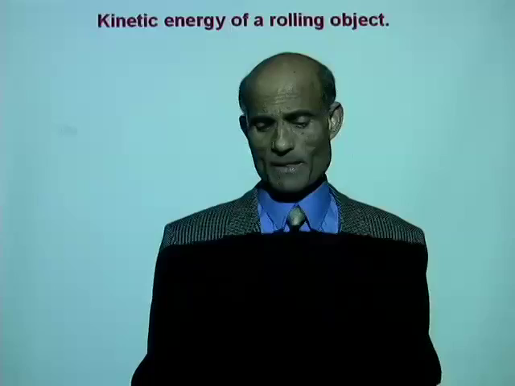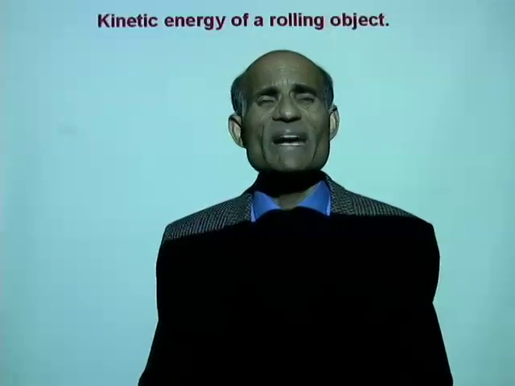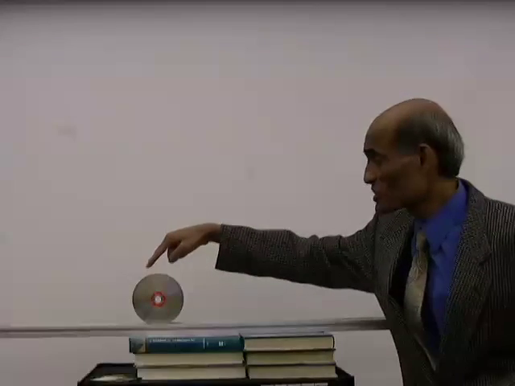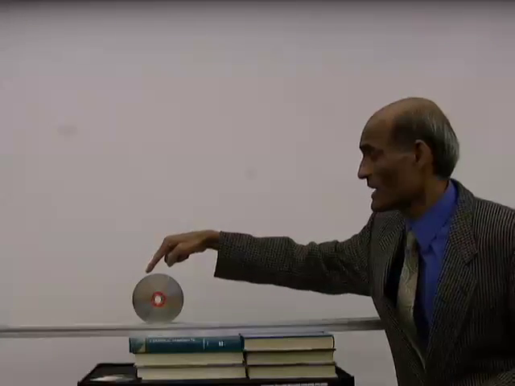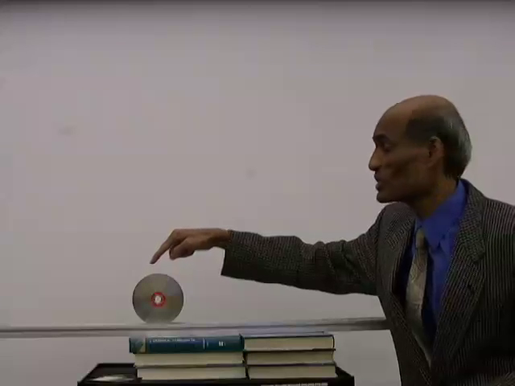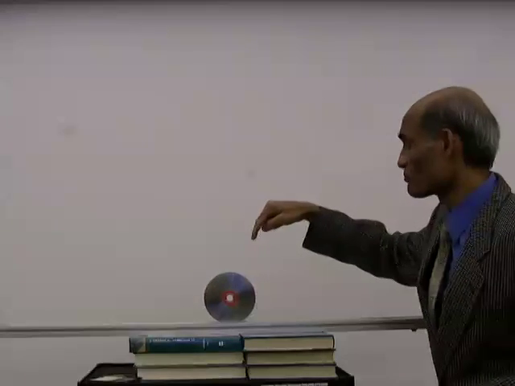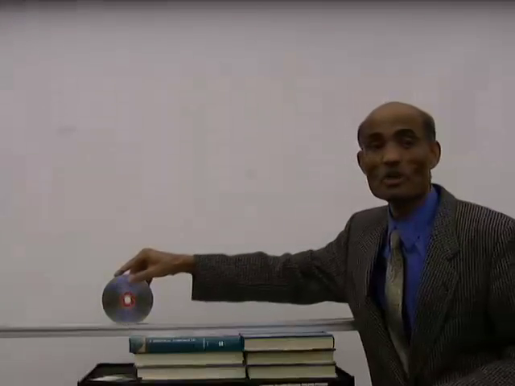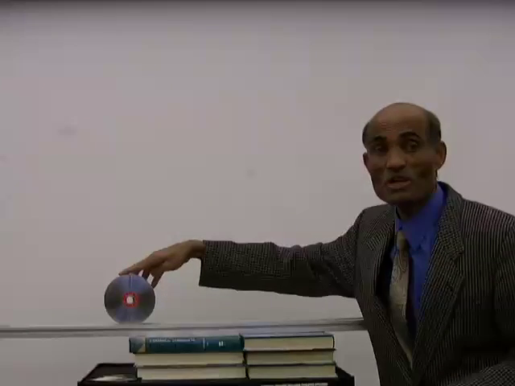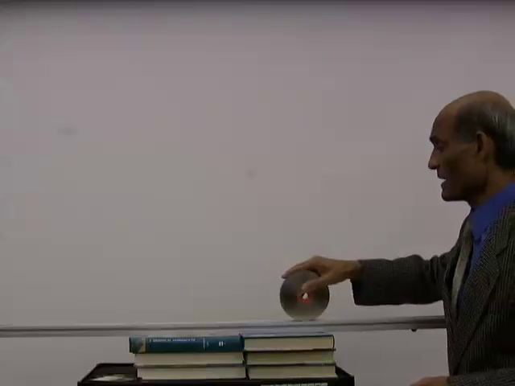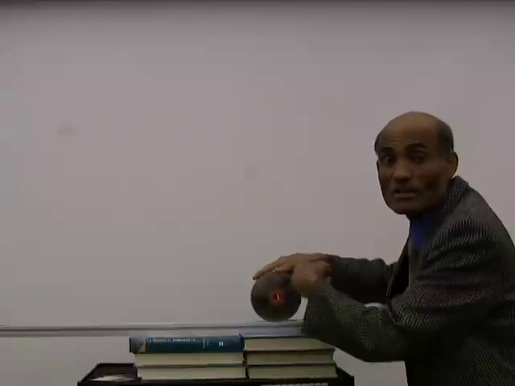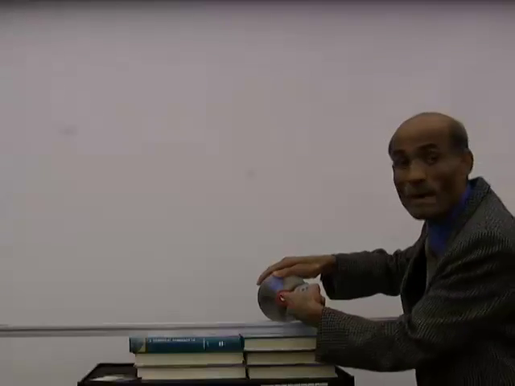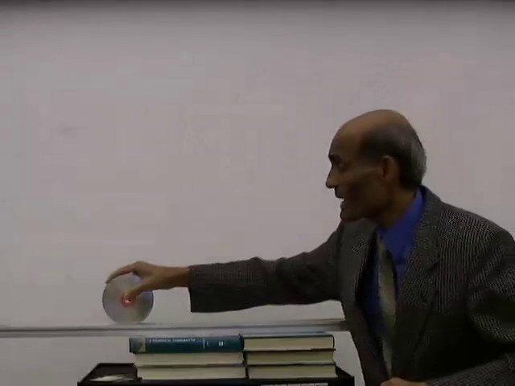Let's now talk about the kinetic energy of a rolling object. Now, what is the meaning of kinetic energy of a rolling object? Well, here I have a disc. I'm going to roll this disc. Now tell me, what are the types of motion it has? The disc is now rolling. If you look at the motion carefully, it has two types of motion. What are they? It is rotating, and also it is moving along a straight line. Its center of mass is moving along a straight line.